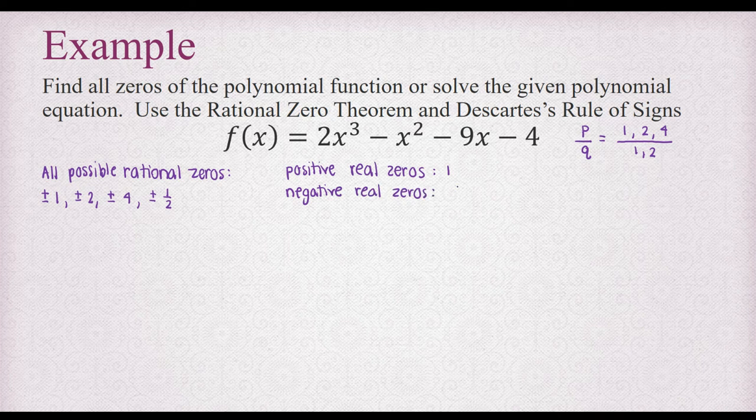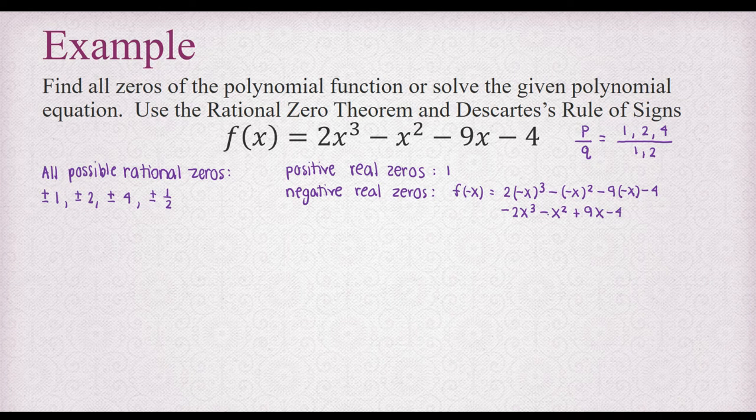So now let's talk about negative real zeros. That means I need to look at f of negative x. So that means I want 2 times negative x being cubed minus negative x being squared minus 9 times negative x minus 4. So if I cube a negative, it's going to give me a negative. So we'll have negative 2x cubed. If I square a negative, it's positive, but I'm still subtracting it. So minus x squared. A negative times a negative is a positive. And then we'll still have minus 4.